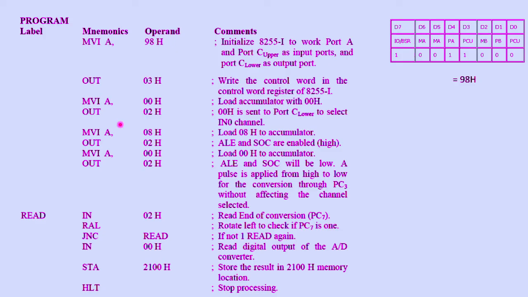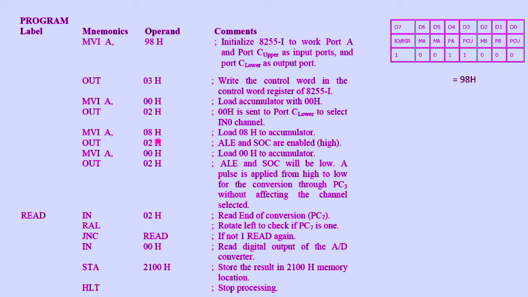Okay. Thereafter, in order to send a low to high pulse to the start of conversion, we have to load the control word 08 as we have seen earlier. So 08 will be loaded into the accumulator and we have to send it to 02. What is 02? 02 is once again the port C address. So it will send a low to high signal.